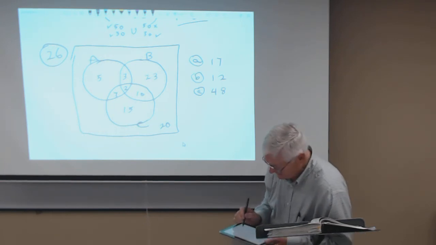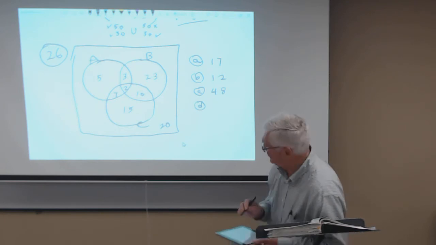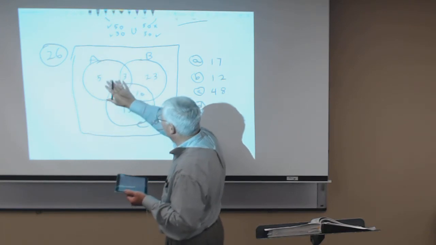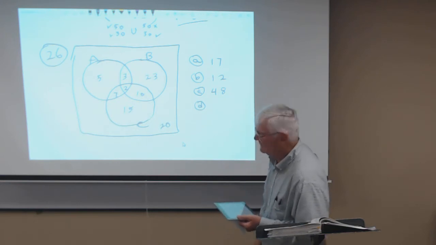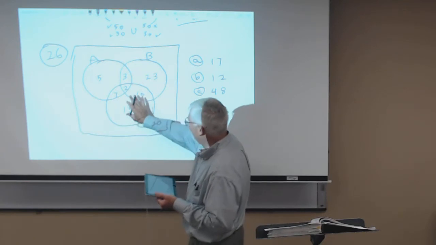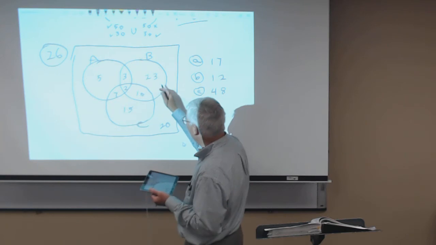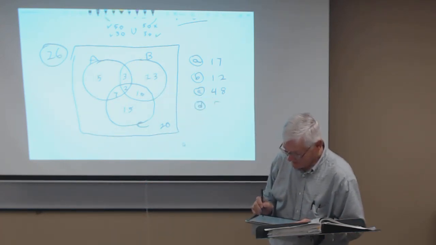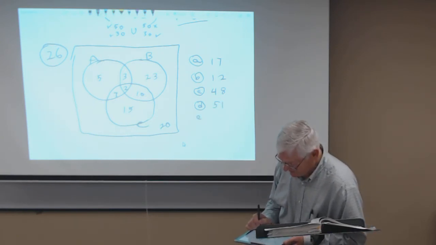And then D. How many do not buy product C? How many people do not buy this product? 5 and 3 and 23 and 20. Everybody see that? 5 and 3, 8. 23 would be what? 31. And 20 would be 51. Can't forget about those people who don't buy anything.